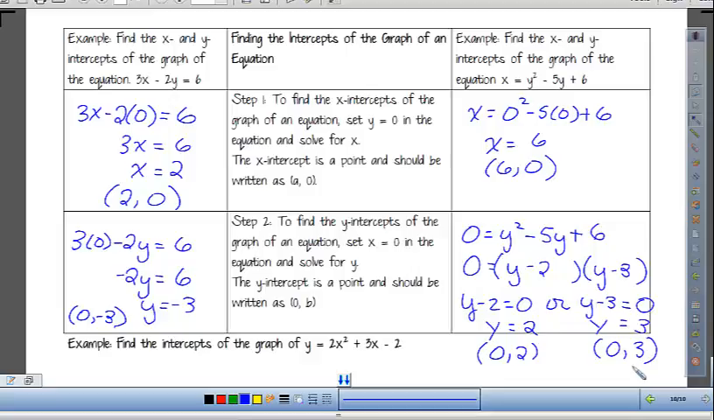All right, take a minute and see if you can find the intercepts for this next one on your own.